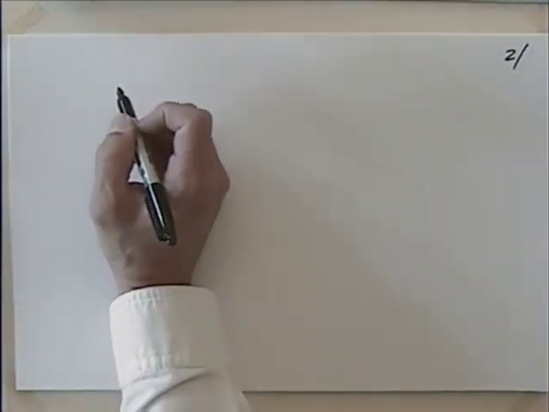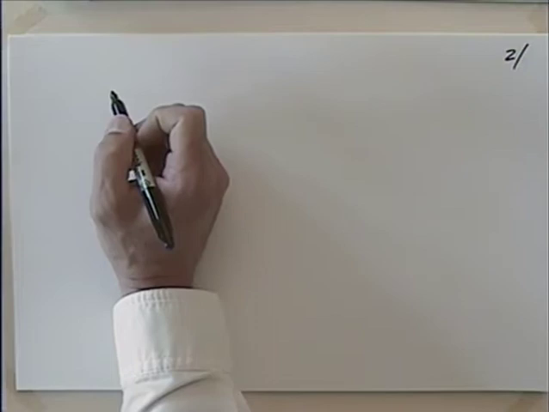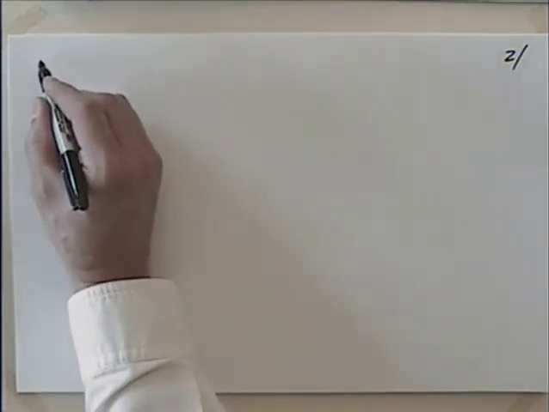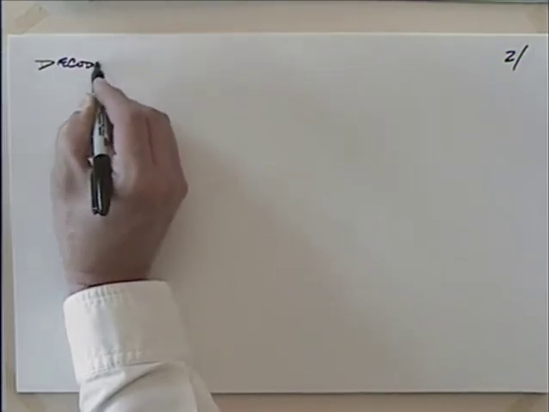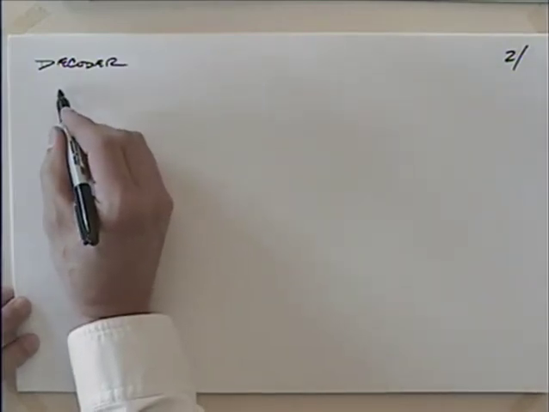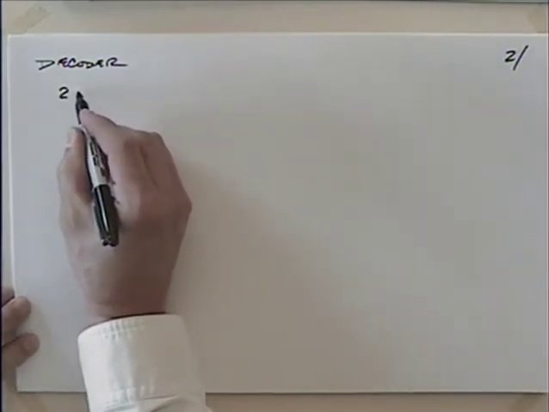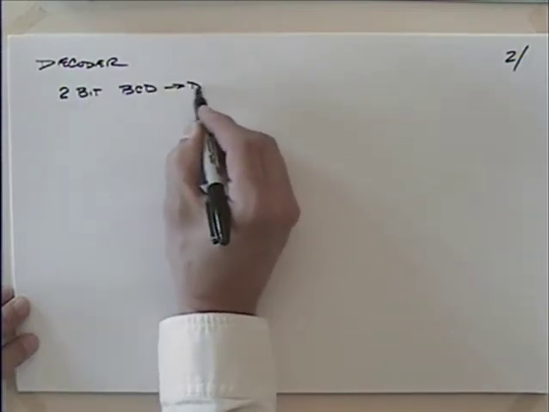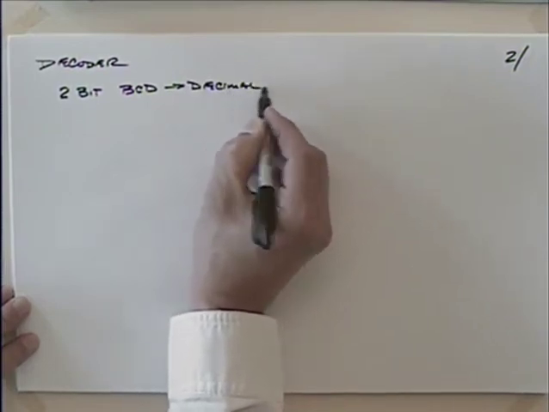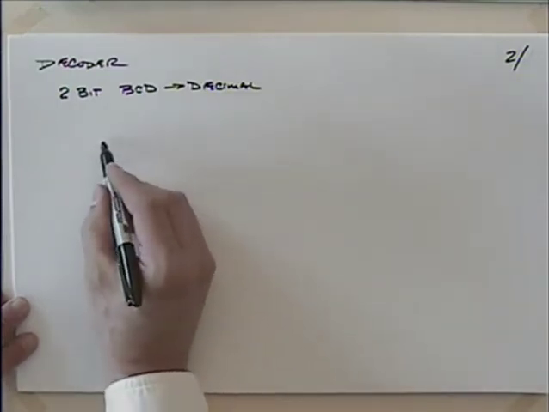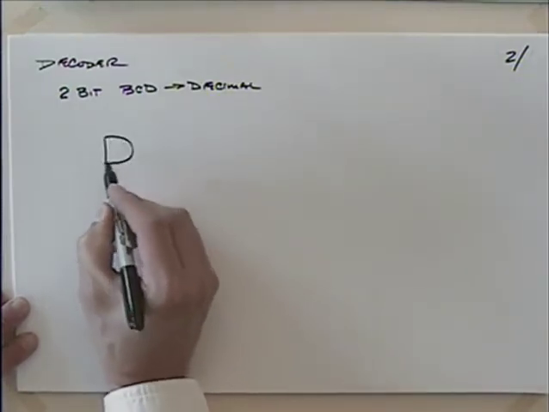So let's try this. We'll go on to a decoder then. And so let's try a 2-bit. So this is going to be fairly small. BCD to decimal. Okay. And I'll put a circuit up here and we'll see how this works. We'll see if we can come up with a truth table for it.